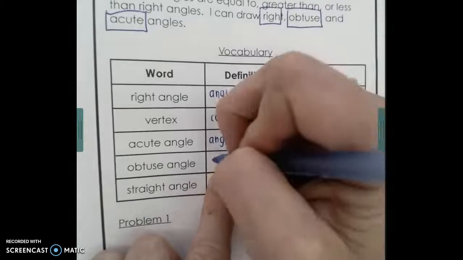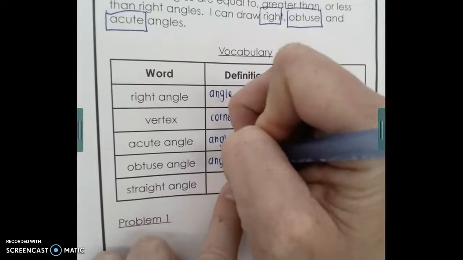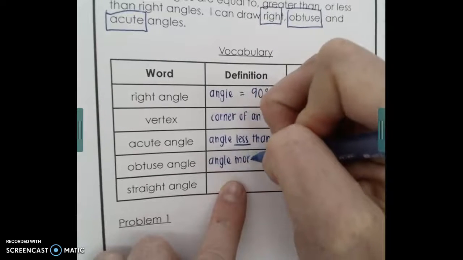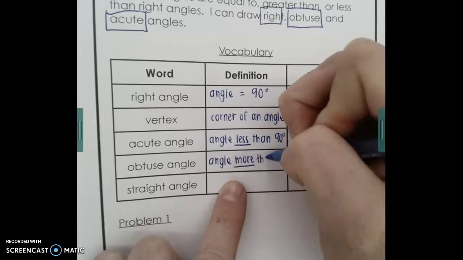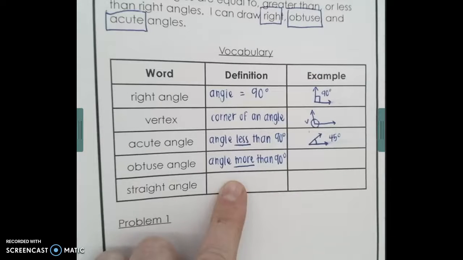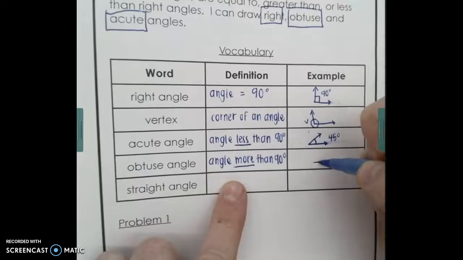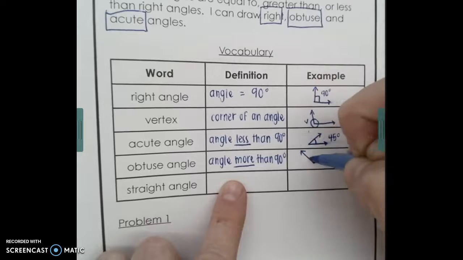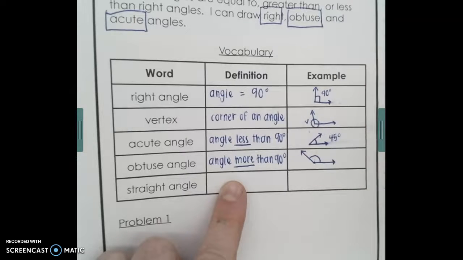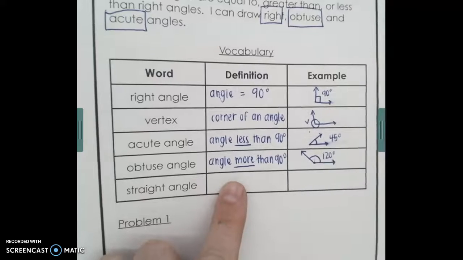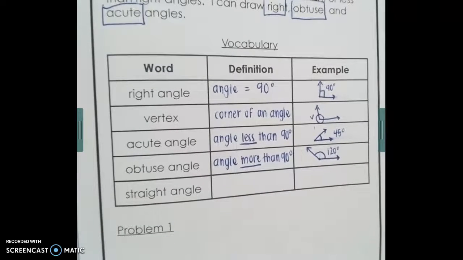Obtuse angle is an angle more than 90 degrees. I think of obtuse, like huge, obtuse. So again, if this is 90 degrees, I have my flat line. I want to make it bigger than the straight up, so I'm going to go out this way, and it's going to be greater than 90 degrees. An example of that could be like 120 degrees. So obtuse.